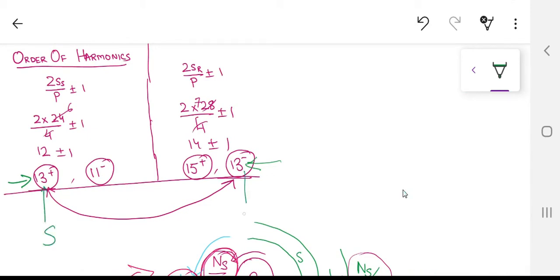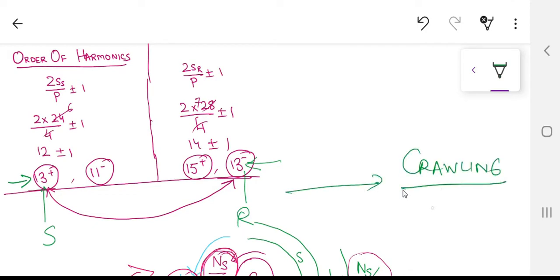So this was for the stator, this one for the rotor, but the crawling speed which you are getting over here is equal to ns by 7. So this is telling you that synchronous locking is being done between two harmonics, the 13th harmonic from both the stator and rotor, but it's not occurring at ns by 13, it's occurring at ns by 7 over here.